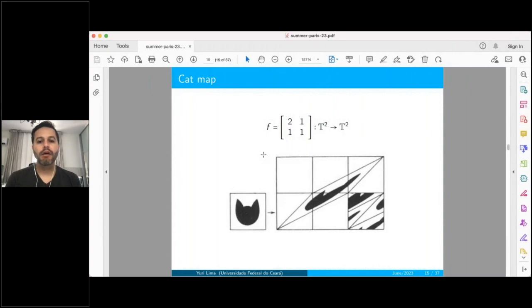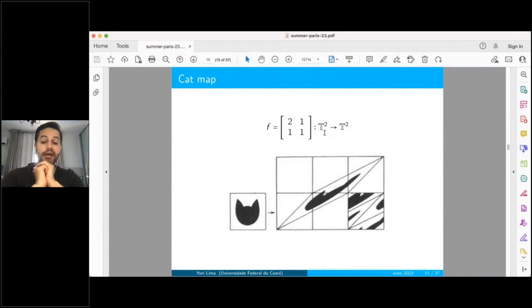So far, so good. Because of these two properties, this 2x2 matrix induces a linear transformation on the plane, and it also induces a transformation on the two torus. Just to remind you, the two torus is the plane divided by an equivalence relation in which you identify two points of the plane every time the difference of the x position is an integer, as well as the difference of the y position.